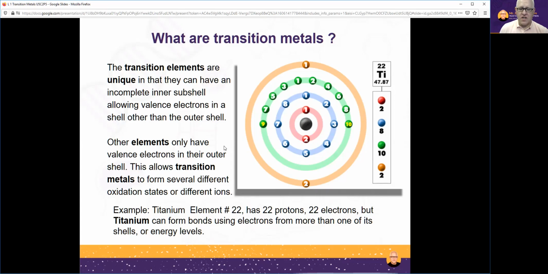Other elements only have valence electrons in their outer shell. And this allows transition metals to form different oxidation states or different ions. And so you can have tin 4 or tin 5. For example, titanium, that's this one that's here, is element number 22. It has 22 protons, it has 22 electrons, but titanium can form bonds using electrons from more than one of its shells or energy levels. That's pretty cool.